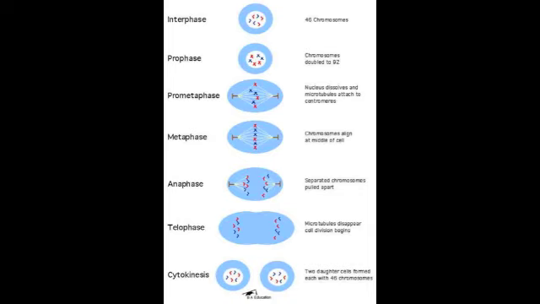Prometaphase occurs when the nuclear envelope dissipates and therefore allows microtubules to move into the nuclear space and connect with the kinetochores of the sister chromatids, causing some to move back and forth between the two poles.